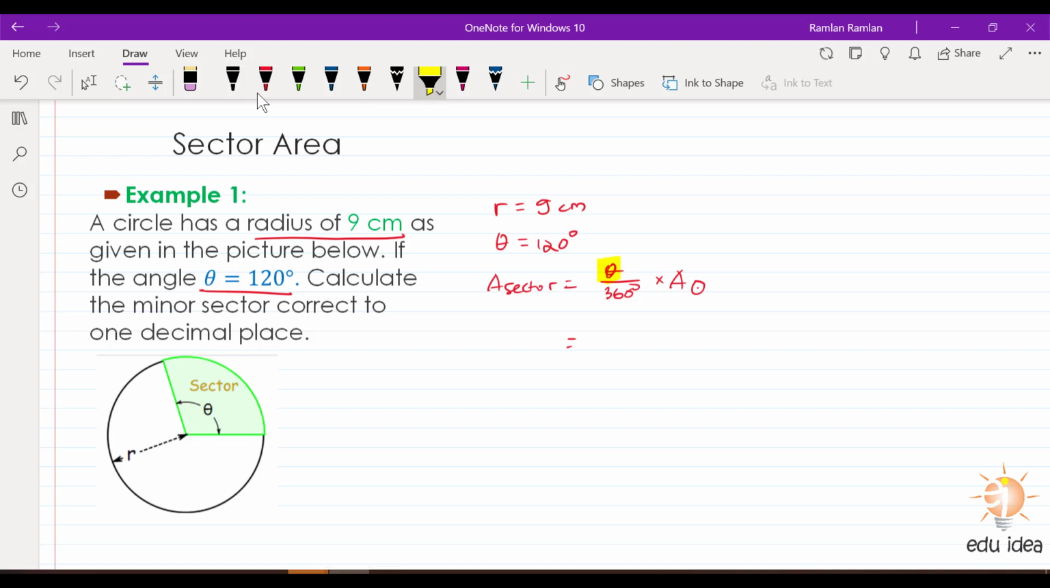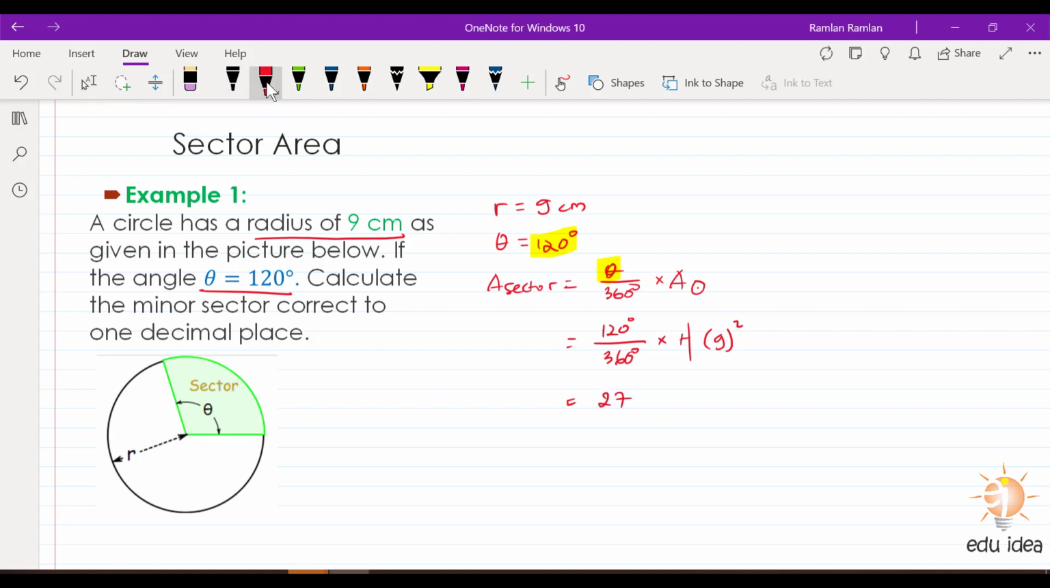We have theta is 120, so that'll be 120 degrees over 360 degrees multiplied by the area of a circle, which is pi r squared. That'll be pi, and since we know the radius is 9, that'll be 9 squared. Just plug this into the calculator. So you will get 27. Just put that into the calculator, guys.